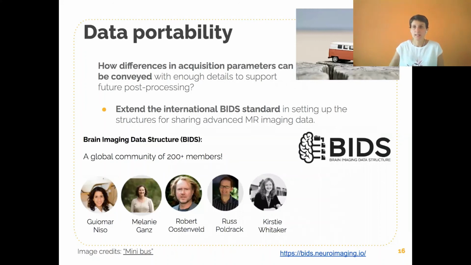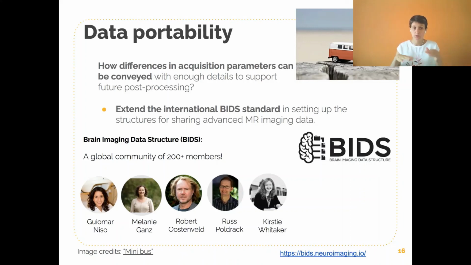Then the third point is data portability. So we've touched upon data integration and how we're going to have to deal with the fact that our data are much more heterogeneous. But before we can build methods that let us work with this heterogeneity, we need a way to convey this information. I need to be able to know this data was acquired on this particular scanner in that location with this sequence, and then pre-processed using that tool and this particular algorithm and so on. And so to do that work, which is to be done, we're going to extend the international BIDS standards.